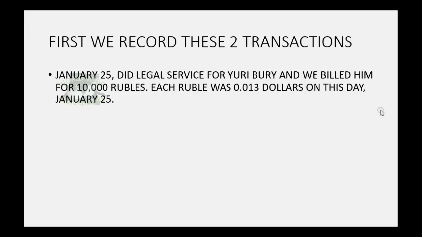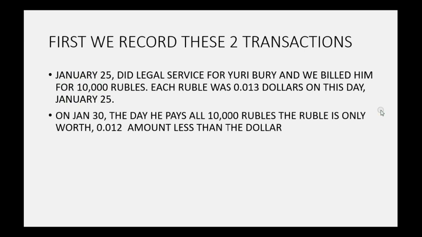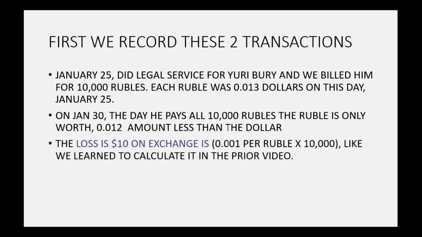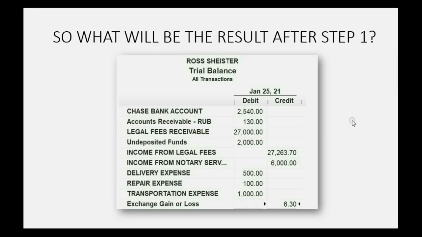And now let's record the payment. On January 30, the ruble was only worth 0.012 of the dollar when we got paid all 10,000 rubles. So the loss on the exchange is $10 because we calculate it just like we learned in the prior video. So what will be the result after step 1? Just recording the payments into undeposited funds.